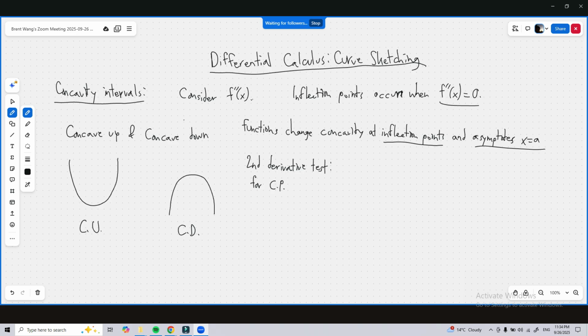So here, if f prime a equals 0, and so at a critical point, if the second derivative is positive, meaning concave up here, then x equals a is a local minimum, which can be seen here.